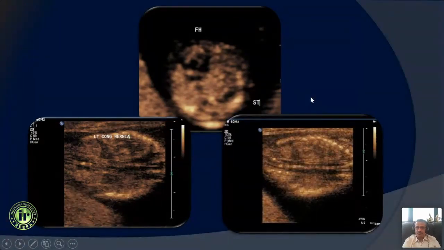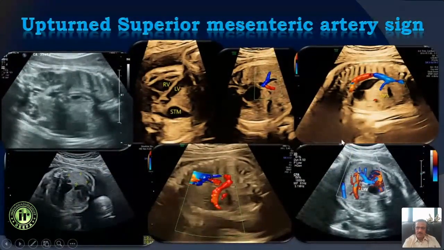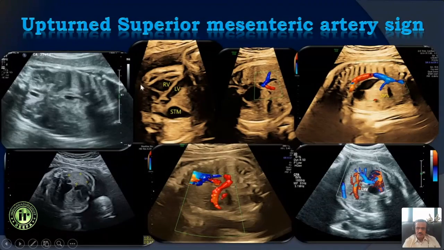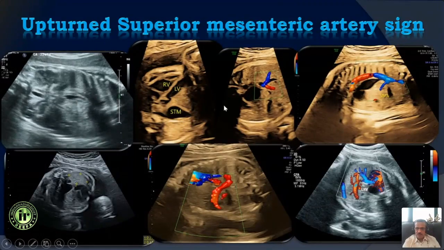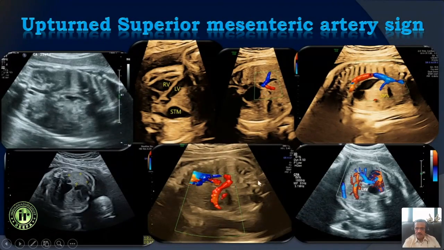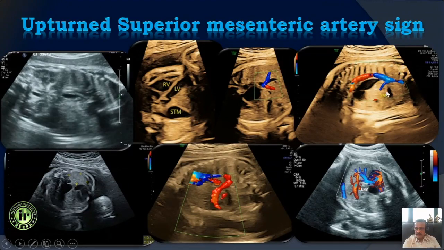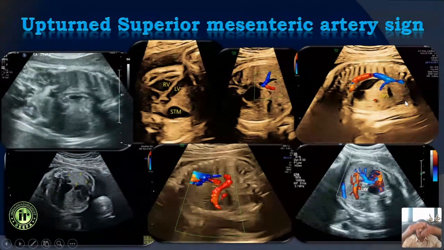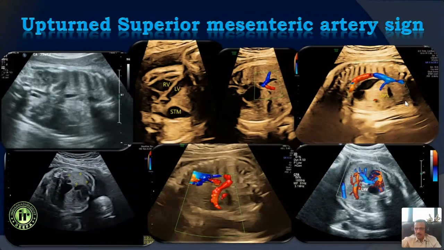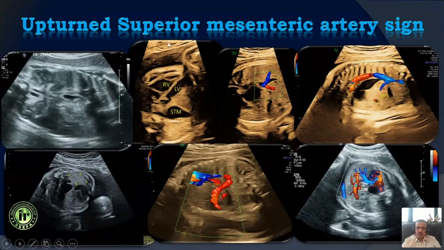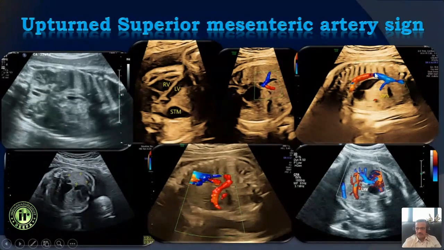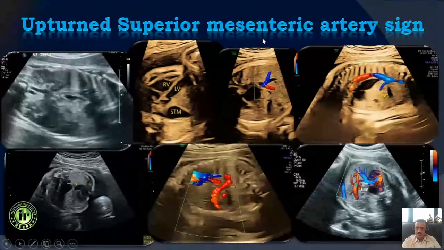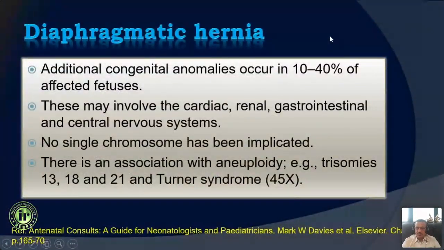The other important sign is the upturned superior mesenteric artery. So here we have diaphragmatic hernia. The stomach is there, of course. A part of the liver was herniated here. But what you can also see is that the superior mesenteric artery is pointing towards the thorax. Normally we know that the superior mesenteric artery, when it comes from the aorta, would be pointing caudal towards the fetal bladder. But here it's pointing up. This can be picked up at an early stage also. It's a very, very reliable sign of bowel hernia.